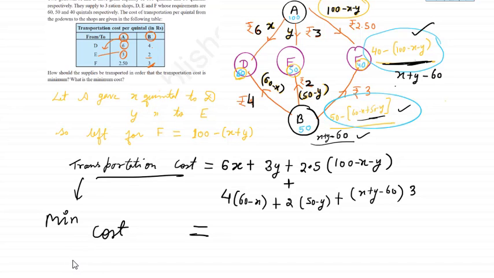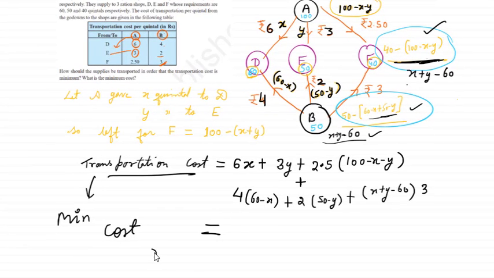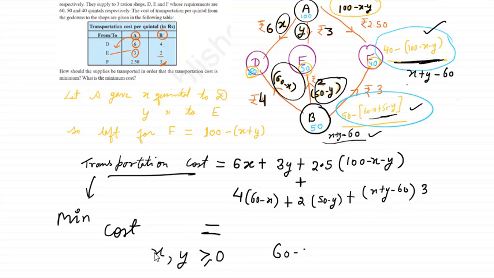Now what about the other constraints? Here you can see the values of x and y will be greater than or equal to 0. The other values will also be greater than 0. So I'll write 60 minus x will be greater than or equal to 0, 50 minus y will also be greater than or equal to 0, and then the third one.